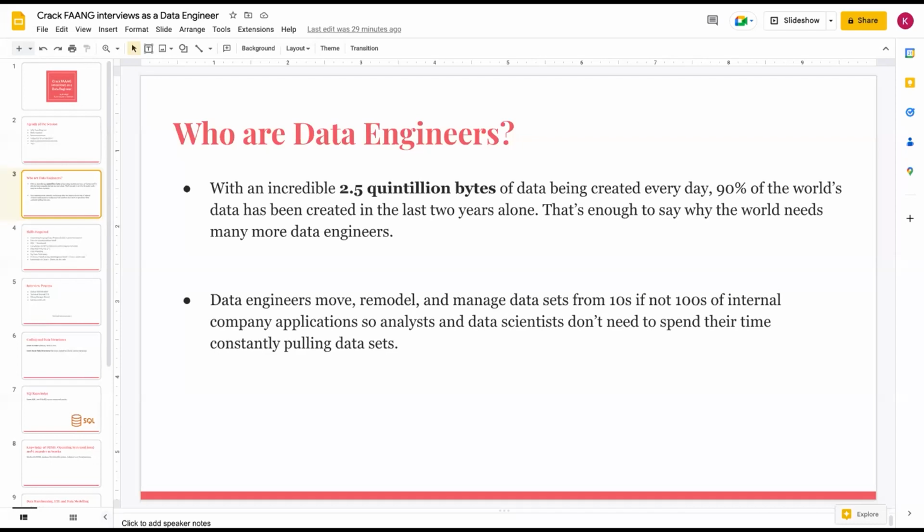So does anyone have any questions, like what is a data engineer, who we are, and what we do? Anyone has any doubt on this?